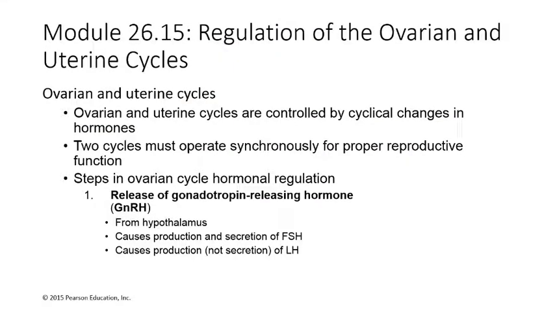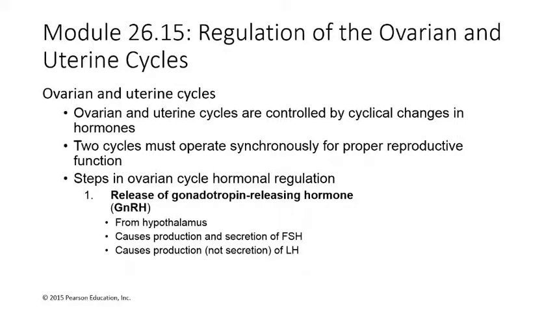So let's talk about how these two cycles talk together. What's happening in the ovary and what's happening in the uterus. And this is all going to be controlled by hormones. There are two different cycles that are working synchronously to produce proper reproductive function. So let's go through the stages and how this whole thing begins.